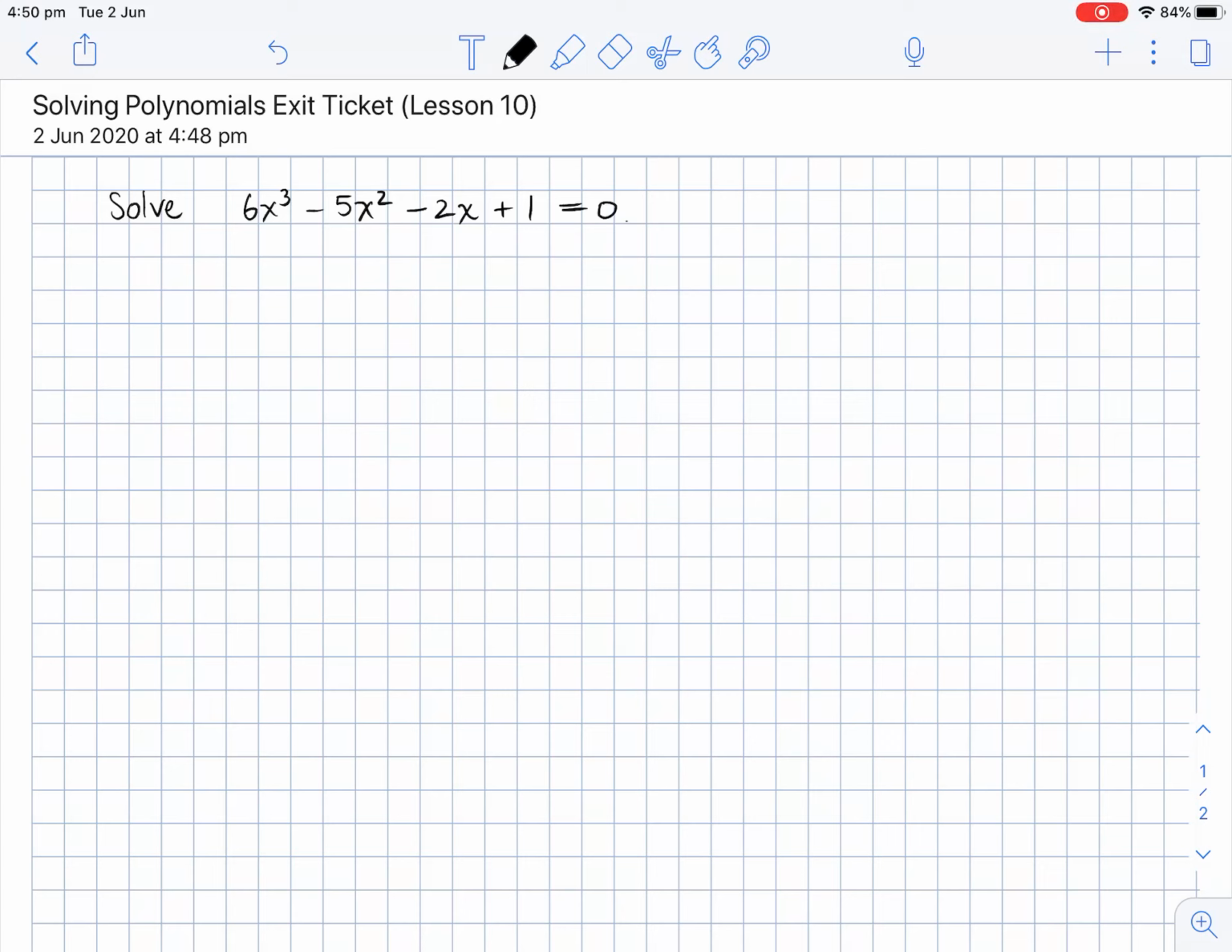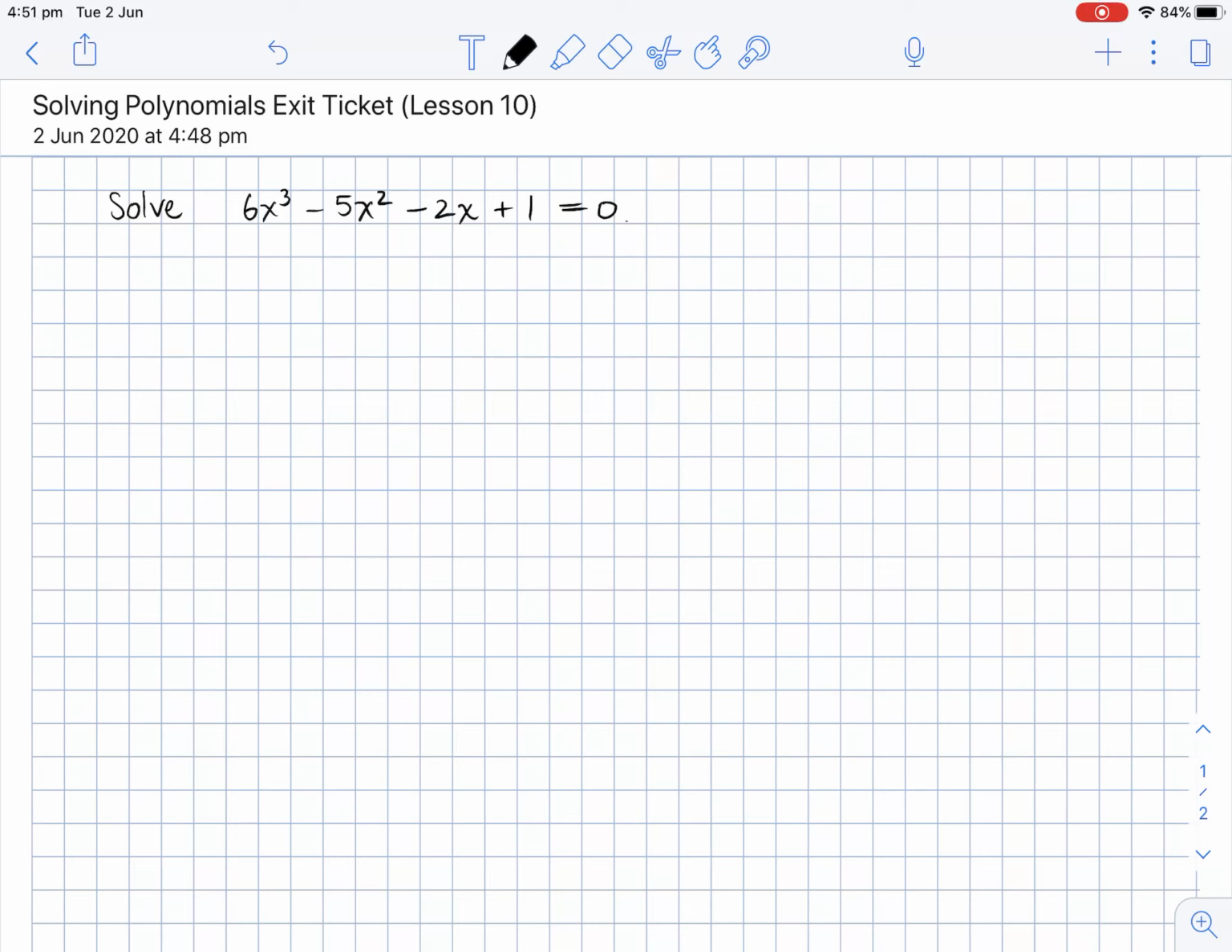Hi folks, so your exit ticket for today was to show me that you were able to use polynomial factorisation and polynomial division in order to solve a polynomial expression that's equal to 0. So here's our problem, our exit ticket from today, and I'm going to work through it so that you can check your answer and see how you went.